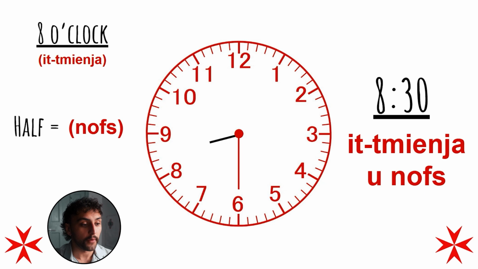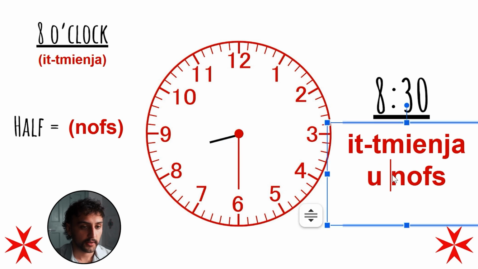Itmienia u nofs. And that little word u right here that you've just heard means and in Maltese. This is something that I told you about at the beginning of the video when we went through the key words. But yeah, itmienia u nofs right here literally translates to the 8th hour and a half in English. But of course, in English we say 8:30.